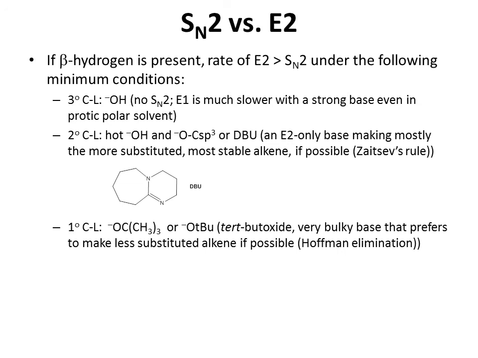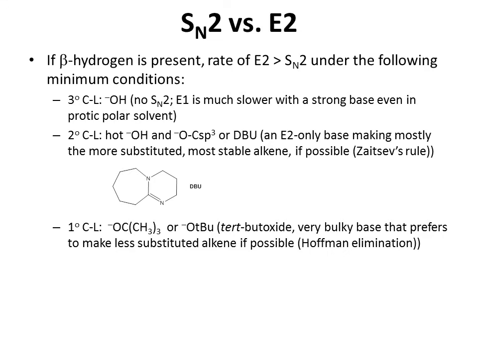A primary carbon with a leaving group will perform E2 faster than SN2 when you have a really bulky strong base. The prototypical example is tert-butoxide, O minus connected to a carbon with 3 methyls, or O minus t-Bu. It's a very bulky base that prefers to make, in this case, the less substituted alkene if possible. That's known as Hofmann elimination.